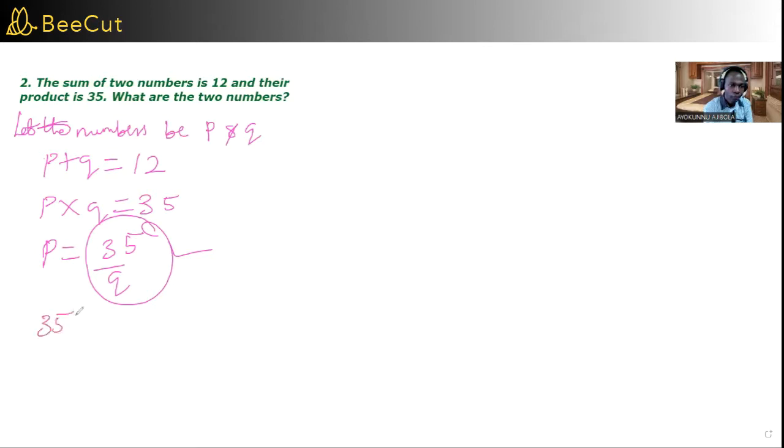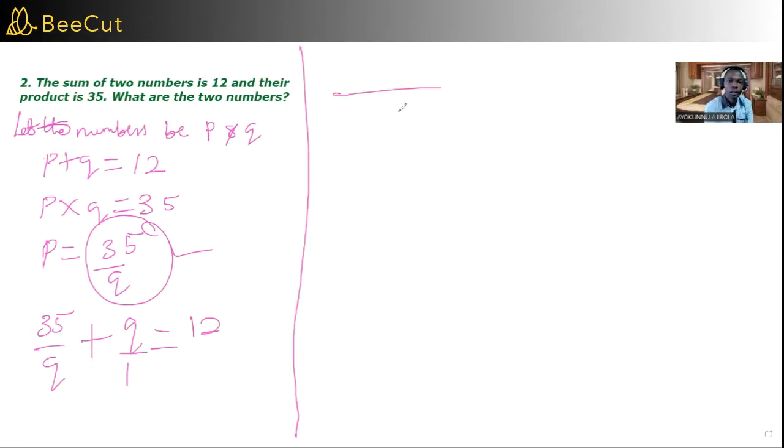So 35 over Q, which is P, plus the second, which is Q, equals 12. So here, you find yours: Q in Q is 1, 1 times 35 gives us 35, and 1 in Q is Q, Q times Q is Q squared. So it's 35 plus Q squared equal to 12Q after you cross multiply.